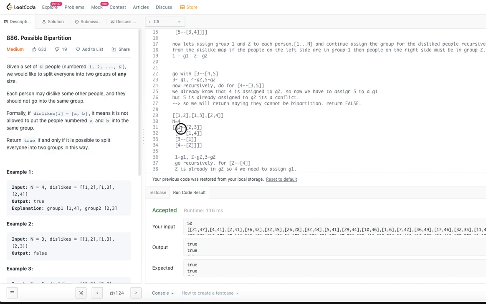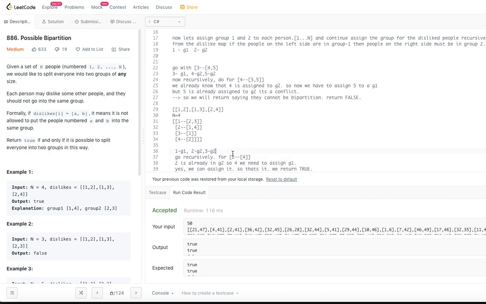So now start with 1. 1 will be in group 1, and 2 and 3 will be in group 2. Next go to 2. 2 is in group 2, that we know already. So 1 should be in group 1. Yes, 1 is in group 1. Put 4 also in group 1. Yes, so now let's put 4 in group 1. That's good.